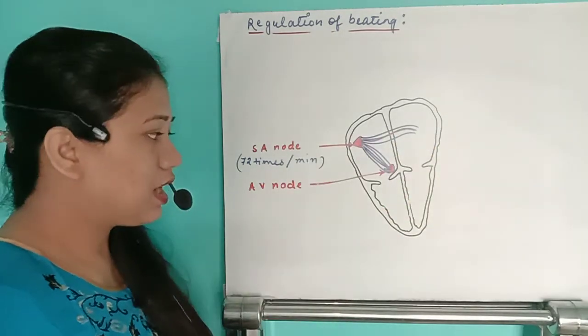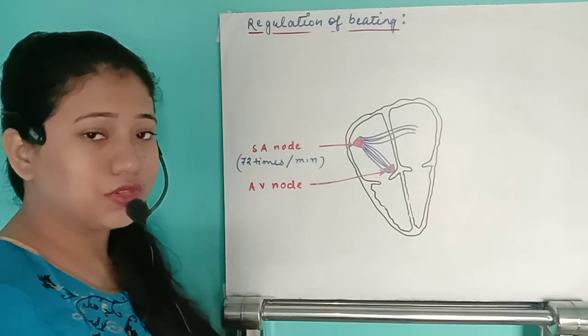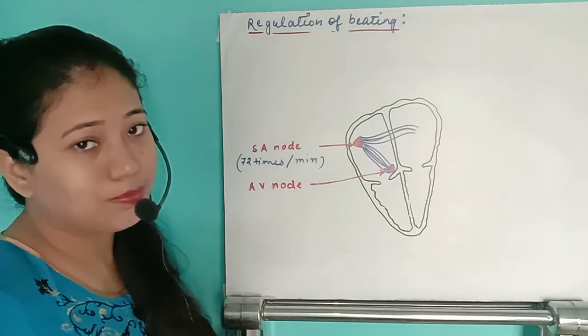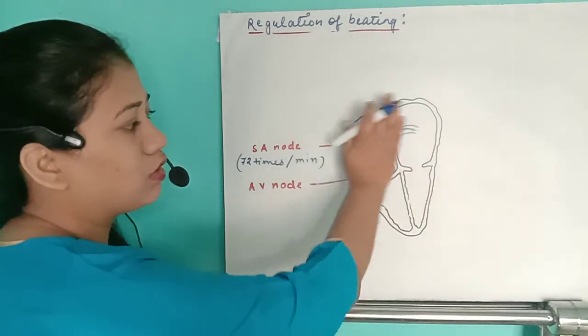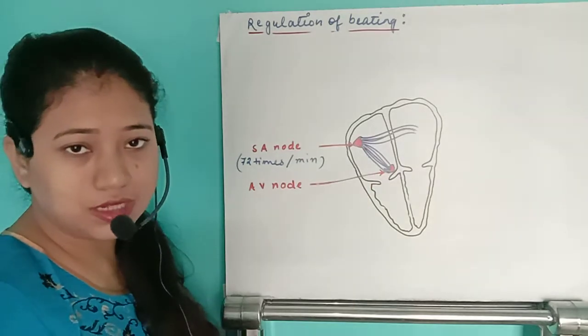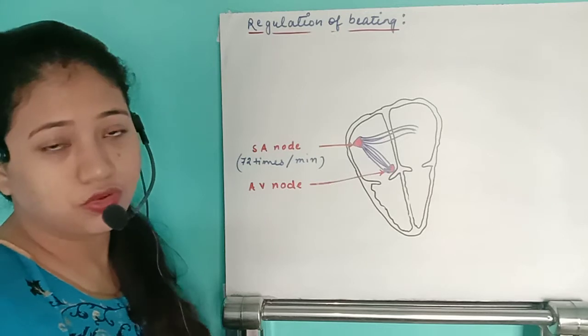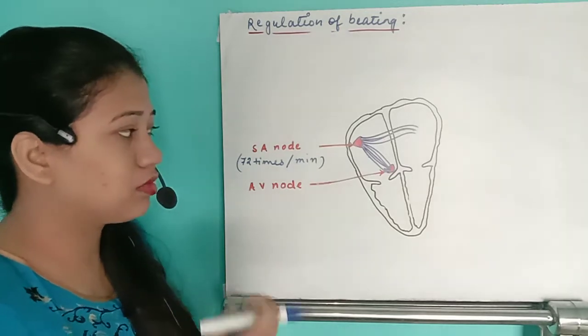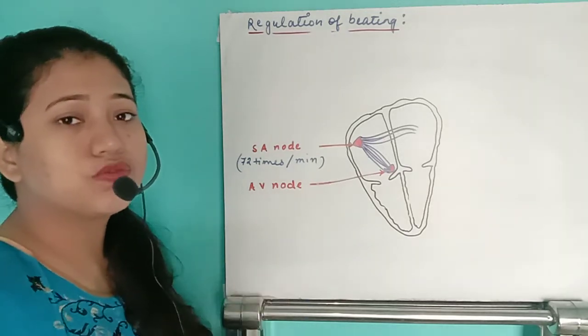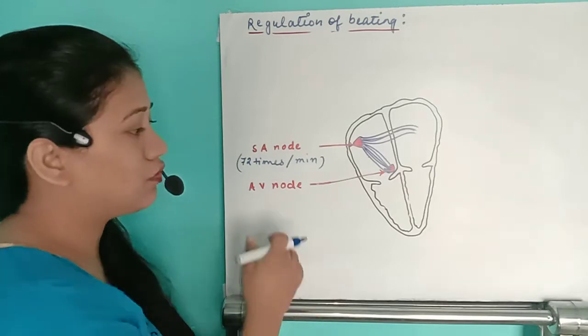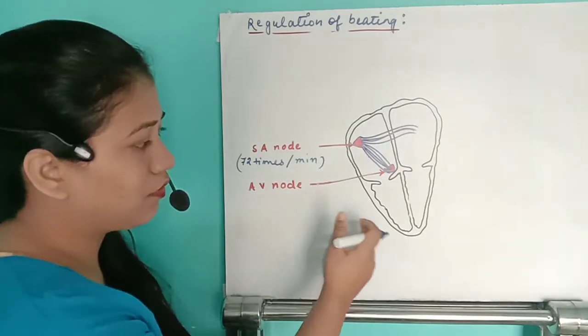Okay. Then after that, what will happen? This heart will get depolarized. That means this auricular region will get depolarized, and after that it will beat. The auricles will beat, not the ventricles. Then from the auricle, the impulse will be propagated to the ventricle.